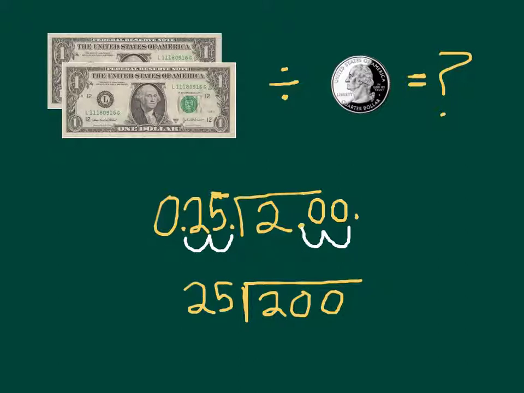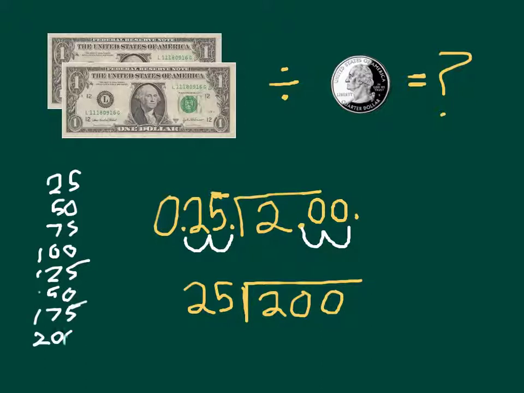And to do this, I'm just going to count my quarters, count 25 cents. 25, 50, 75, 100, 125, 150, 175, and 200. And that's 1, 2, 3, 4, 5, 6, 7, 8. So the answer is 8.